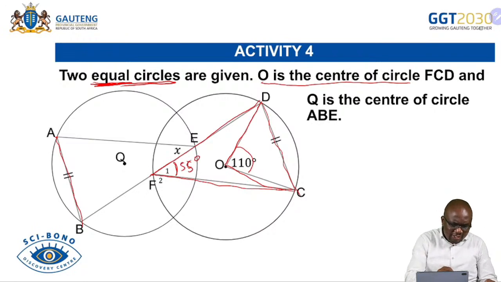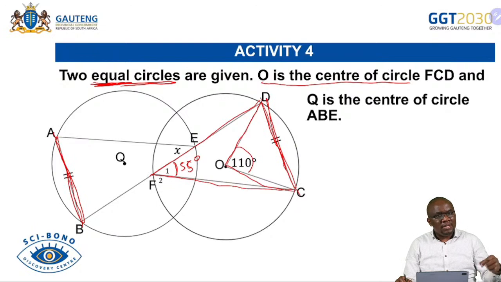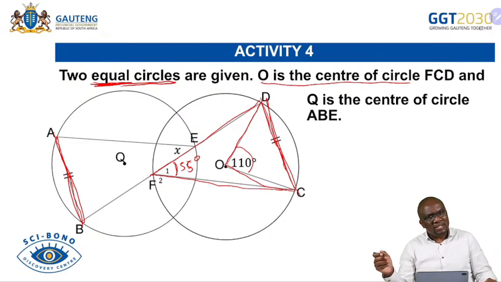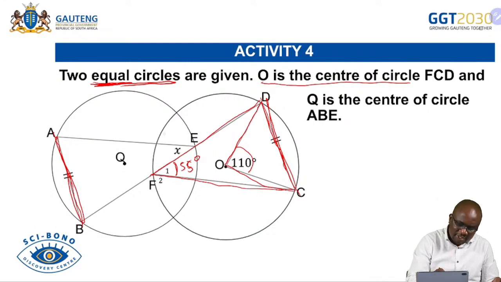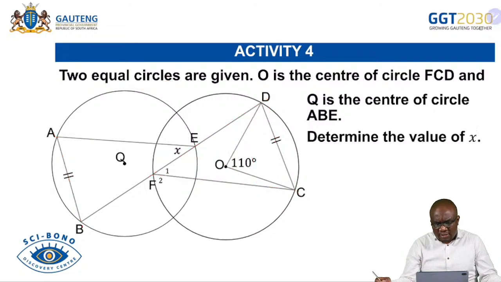Right. And then here there's chord AB, there's chord DC. So these are equal chords in equal circles. So it means they subtend equal angles at the circumference. It means this angle here and this angle here are equal. Therefore, x is equal to 55 degrees. Done. Let me go and look at the question now. It says I must find x. I already did that. So let me just write my things nicely now.